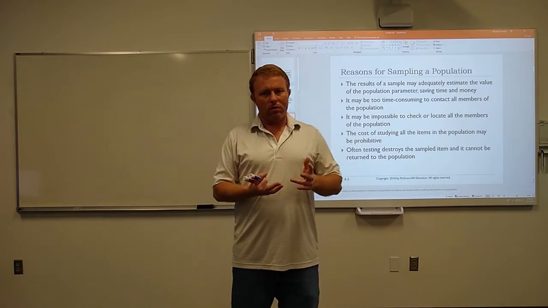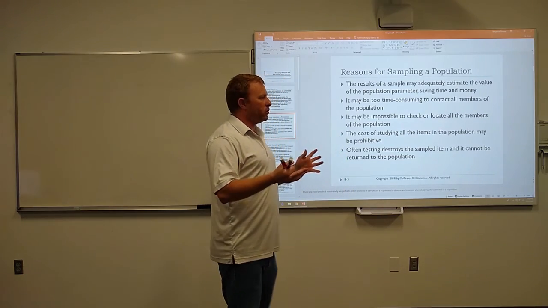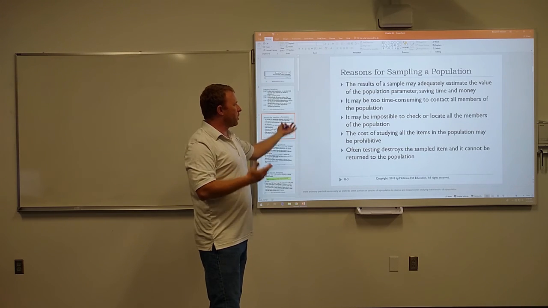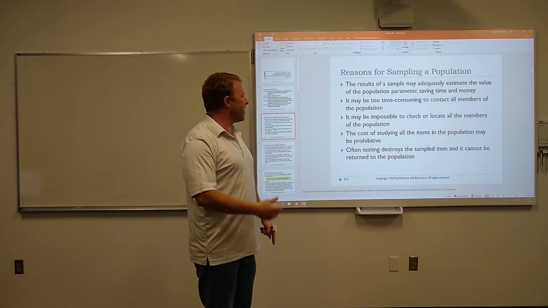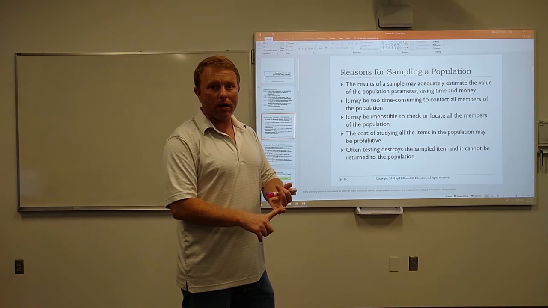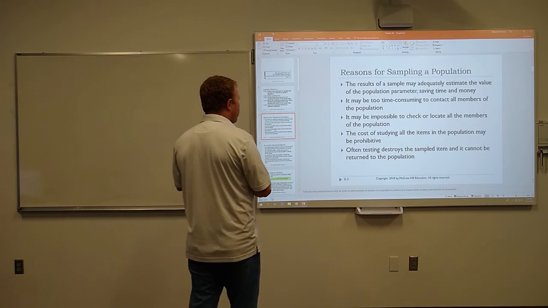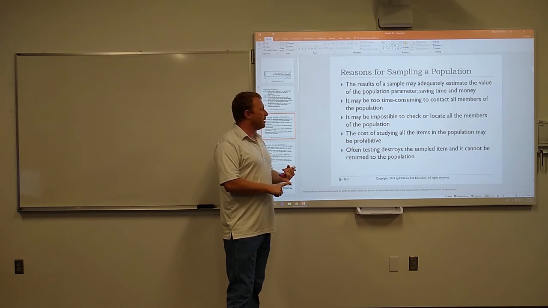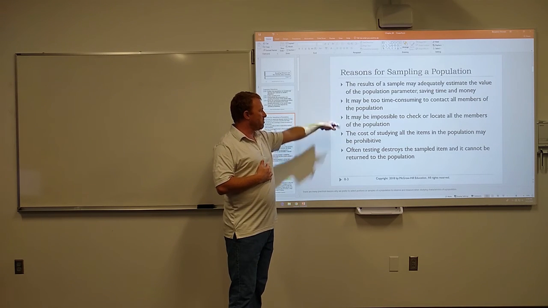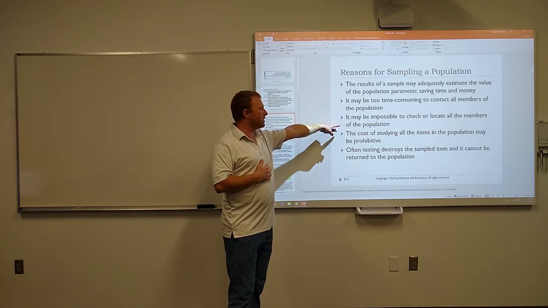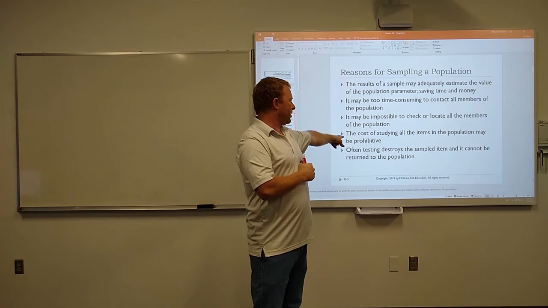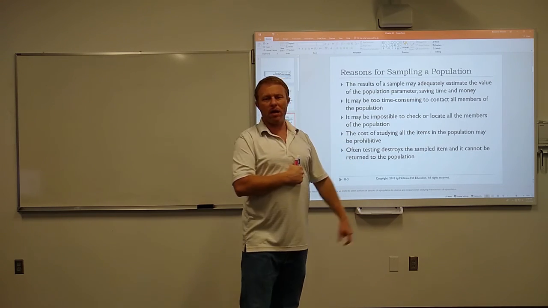Why are we going to take a sample instead of utilizing the population? Well, there are several reasons. This is the biggest one: the results of the sample may adequately estimate the value of the population parameter, saving time and money. Like we talked about all the way back. It may be too time-consuming to contact all the members of the population, and it may be impossible to check or locate all the members of the population. And the cost of studying all the items in the population may be prohibitive.